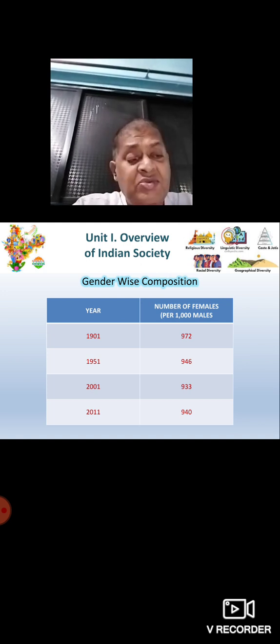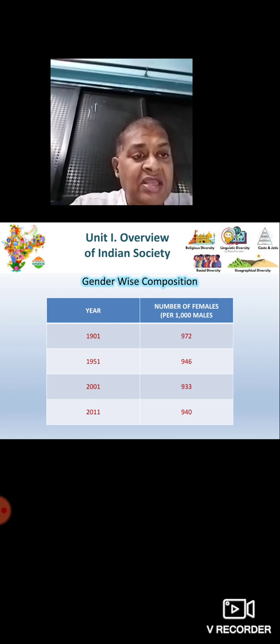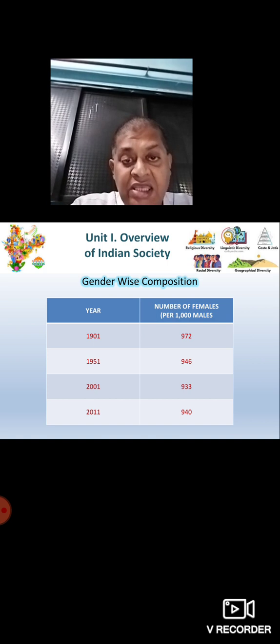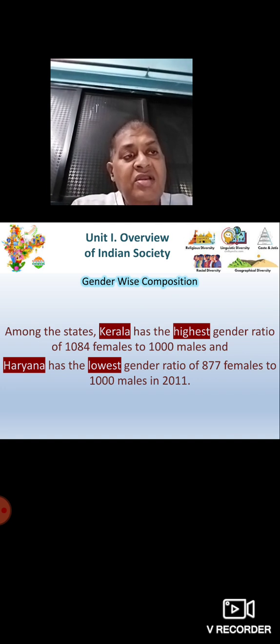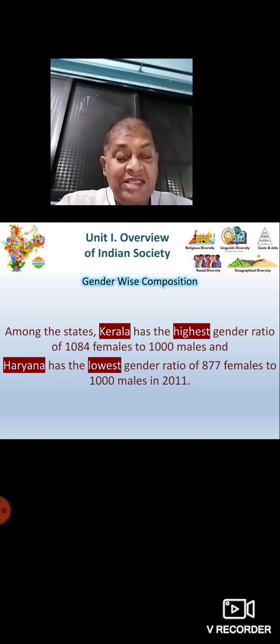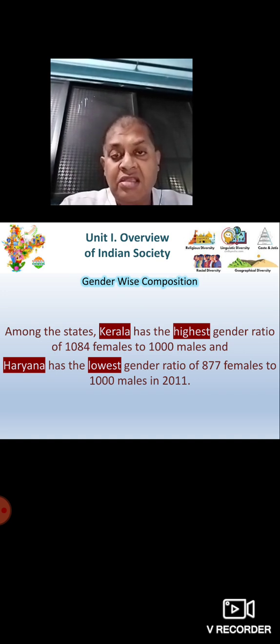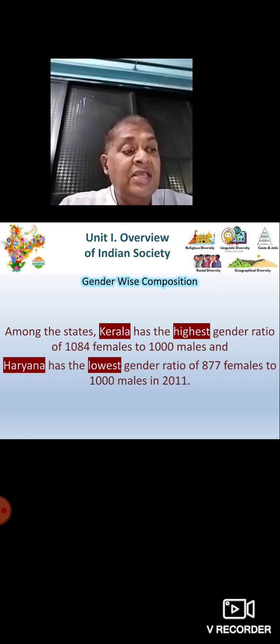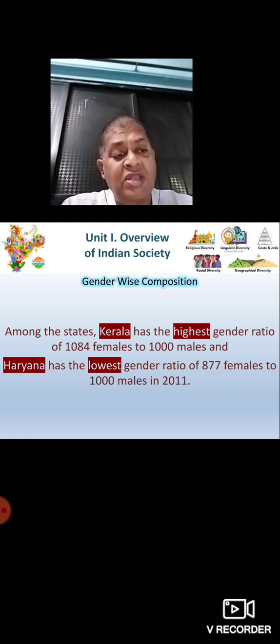And perhaps this is where India falters majorly. As we can see, the number of females per 1,000 males was 972 way back in 1901, and in 2011 it is 940. Unfortunately, it has reduced. Now, what does this gender-wise composition tell us? Among the states, Kerala has the highest gender ratio of 1,084 females. That is, the number of women in the state of Kerala are actually more than the number of males. But in Haryana, which has the lowest gender ratio, we have 877 females to 1,000 males.